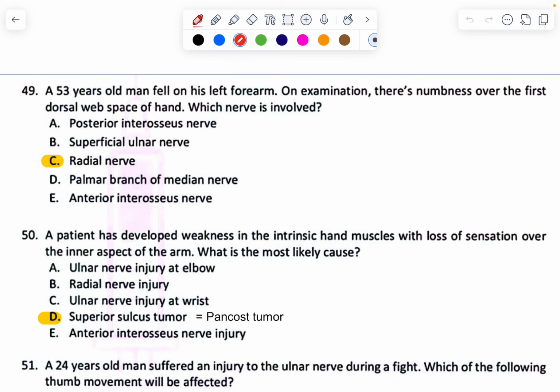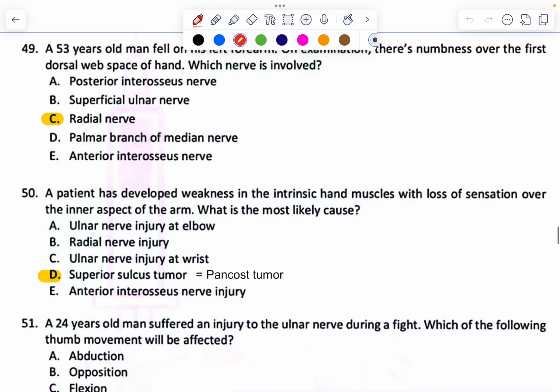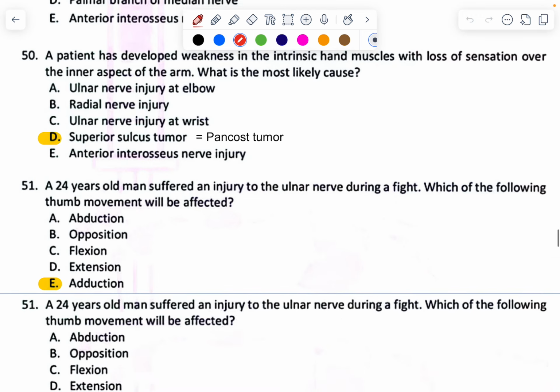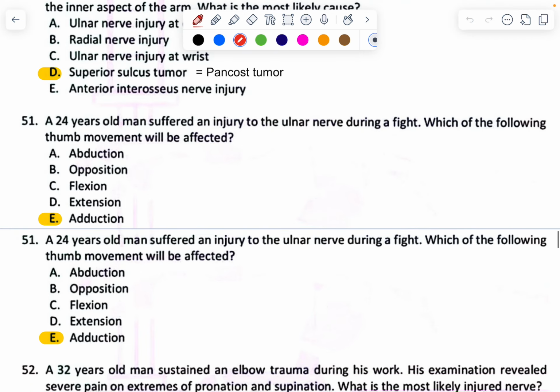A 24-year-old man suffered an injury to the ulnar nerve during a fight. Which of the following thumb movements will be lost with ulnar nerve injury? So adductor pollicis. So adduction of the thumb, that is from Froment's sign. Again same, adduction.